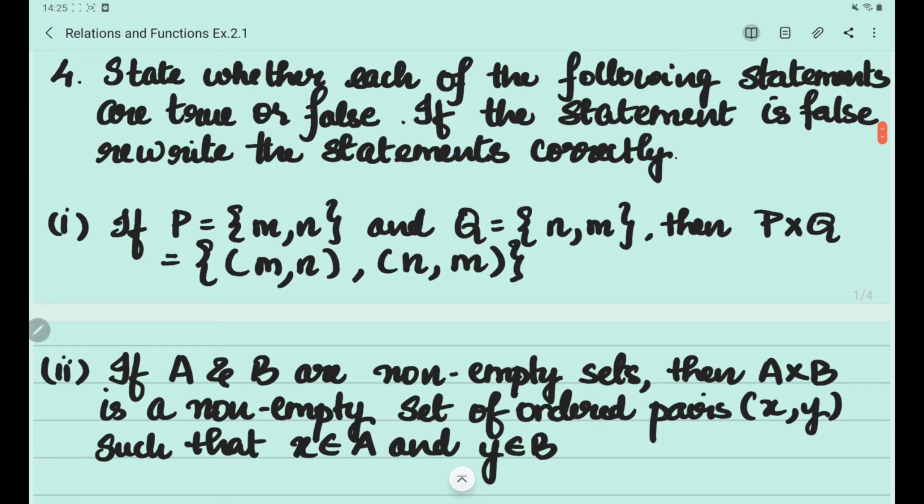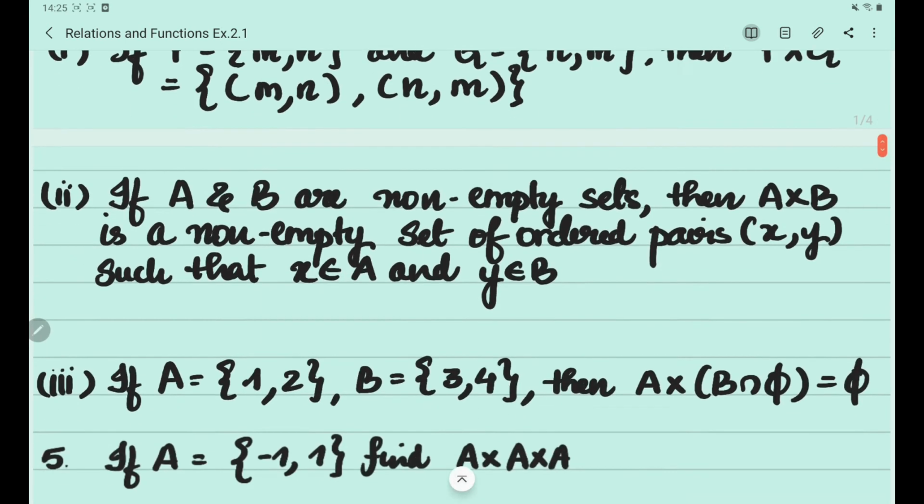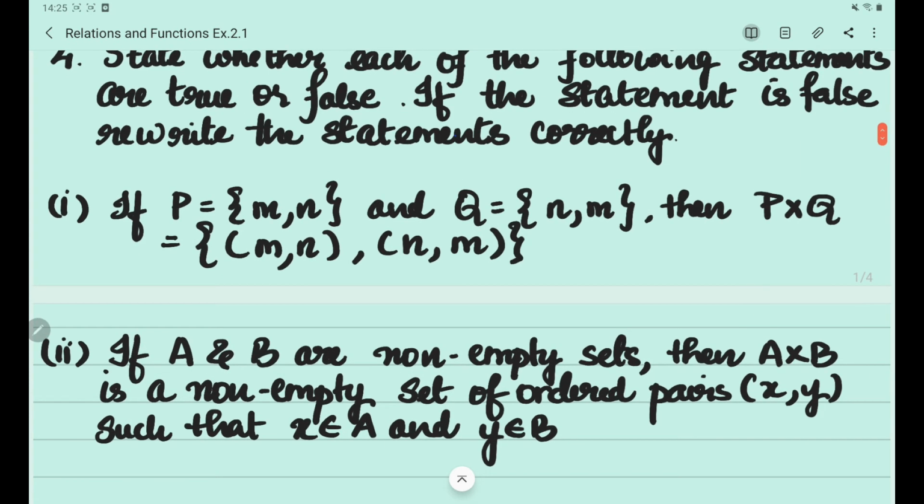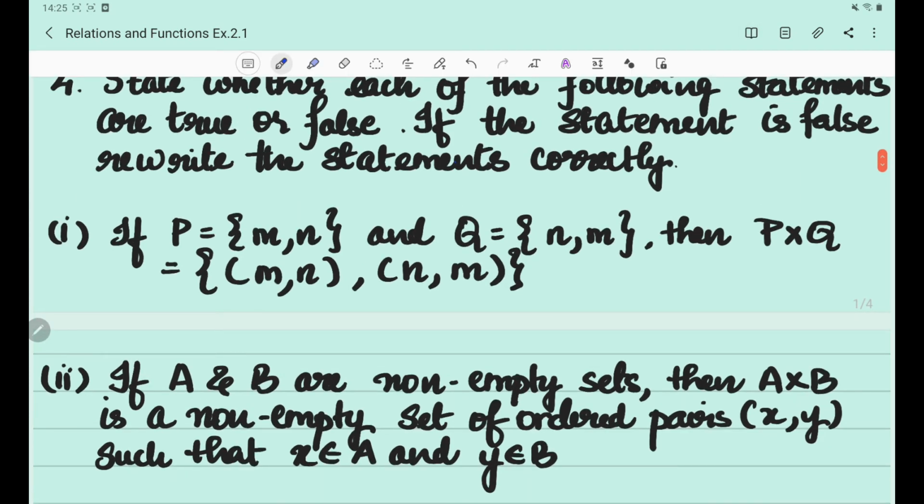State whether each of the following statements is true or false. If the statement is false, rewrite the statement correctly. So let's directly read the first problem. There are 3 problems, right? Okay, so if P is equal to M and N and Q is equal to N and M, then P cross Q is equal to M comma N and N and M, right? That is what is given in the question.